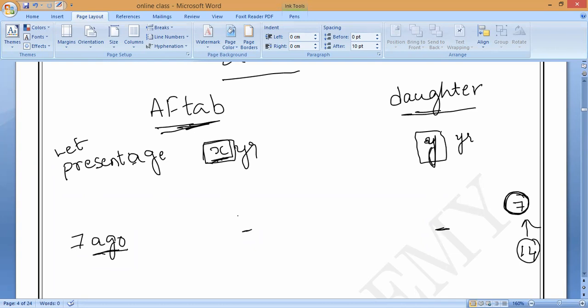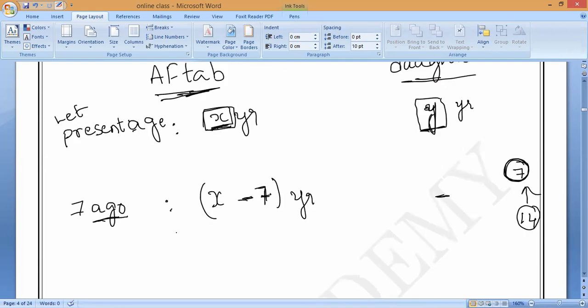7 years before means what is the age? Ma'am, we don't know father's age. Father's age is X years. So 7 years ago it is X minus 7. X minus 7 years. And what is the daughter's age 7 years ago? Present age is Y. Ma'am, X minus Y.